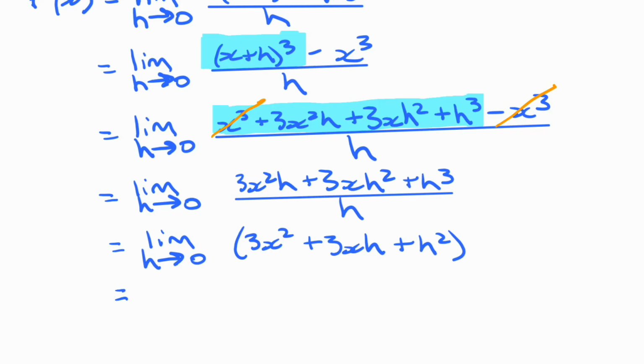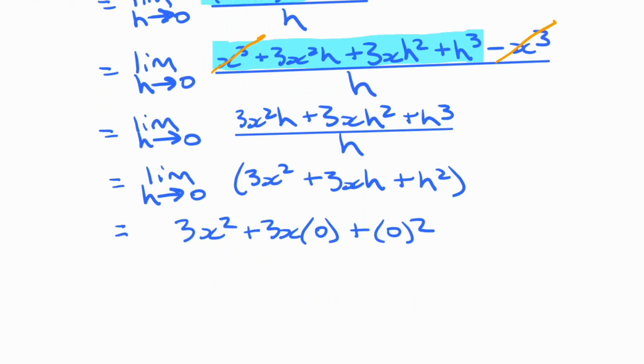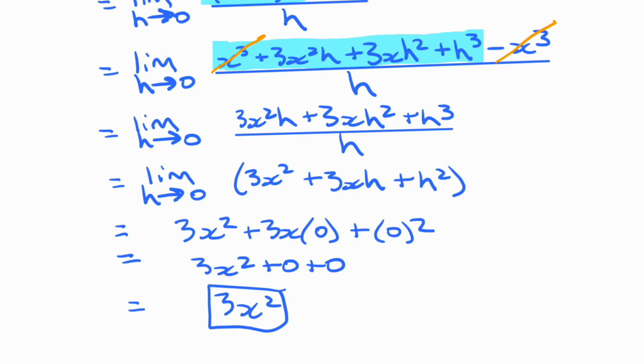We're not going to write limit anymore because now we're evaluating the limit. We're just going to substitute it in there. So that h becomes 0, and that h becomes 0. So we've got 3x squared plus 3x times 0 plus 0 squared, which of course is equal to 3x squared plus 0 plus 0. These terms both turn into zeros, and so all we have left is just this term. So our derivative is just 3x squared. All right, that's the derivative of x cubed.